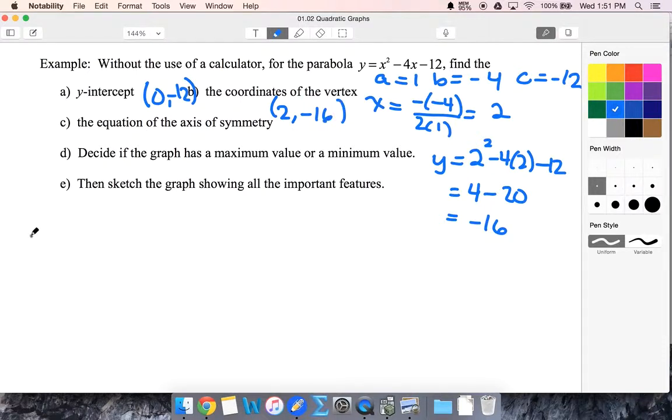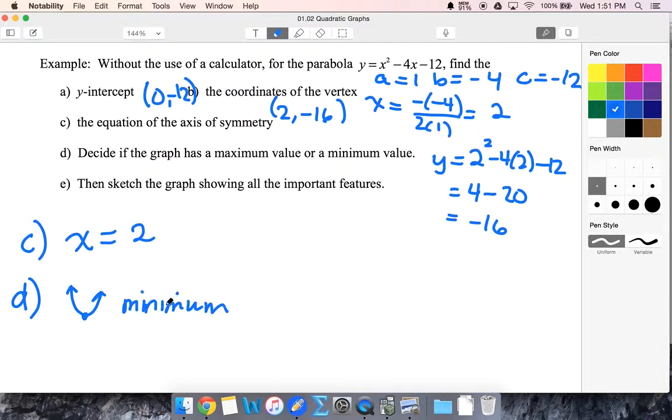I'm going to move down here. C, the equation of the axis of symmetry. Well, that's just the same as my x value. X equals 2. Does it have a maximum or minimum value? My A value is positive. That tells me concave up. That tells me that the vertex is minimum. Sketch the graph showing all the important features.